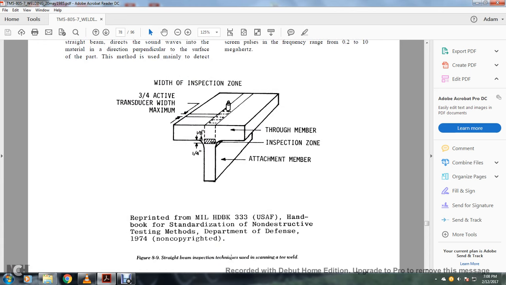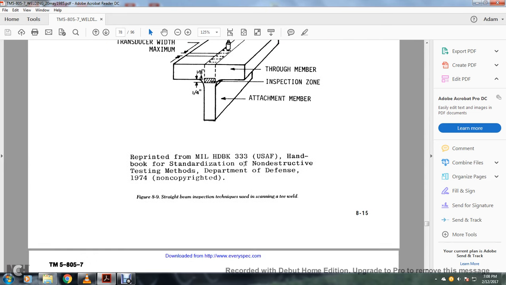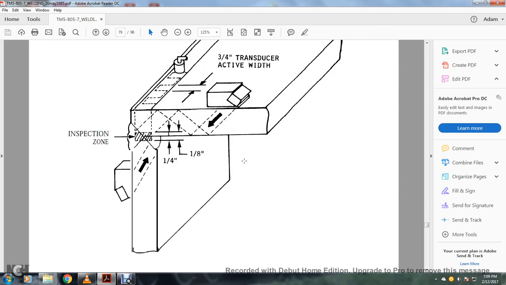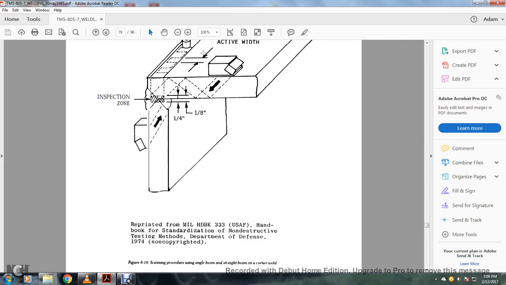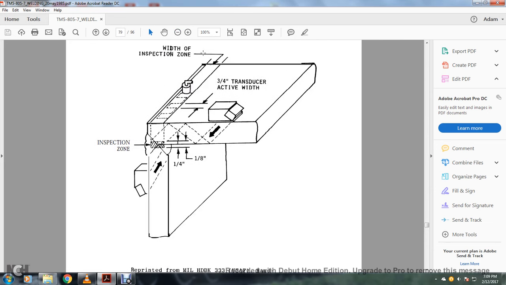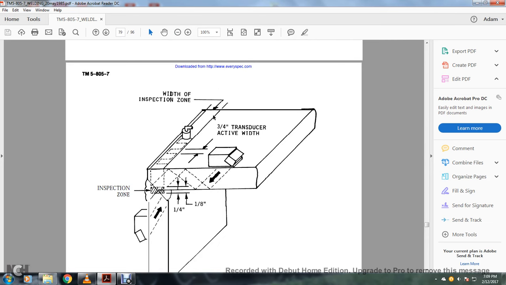Figure 8.9 shows the straight beam inspection technique used in scanning of the T-weld. It shows the width of the inspection zone, the 3/4 active transducer width, the through member, the inspection zone, and the attachment member. The scanning procedure uses an angle beam with a straight beam on the corner weld. The weld inspection zone is the 3/4 inch active transducer inspection zone.